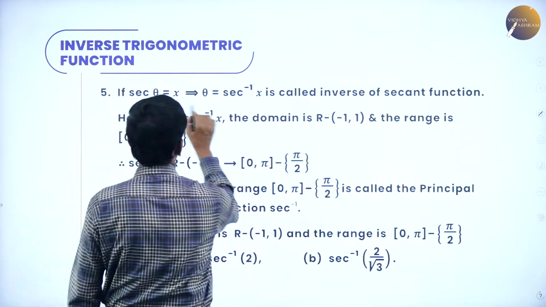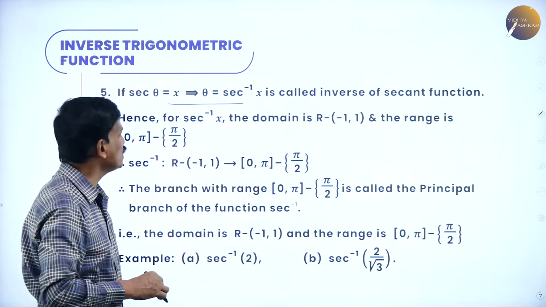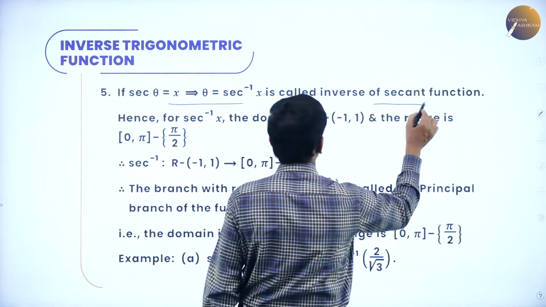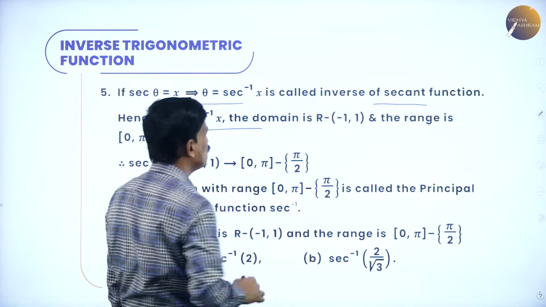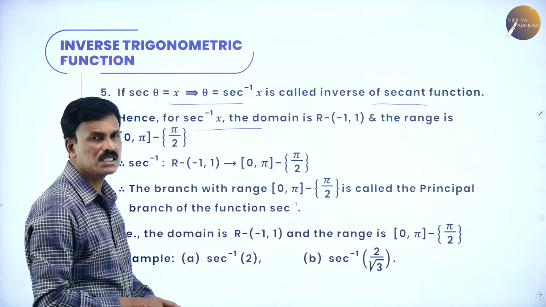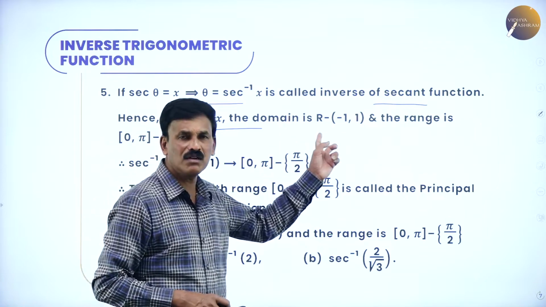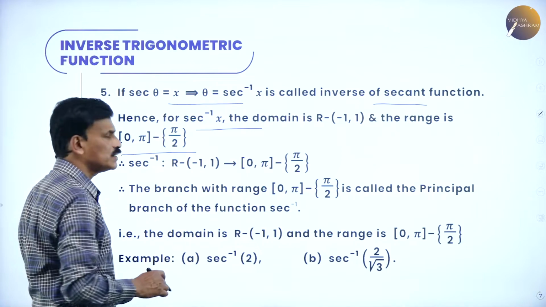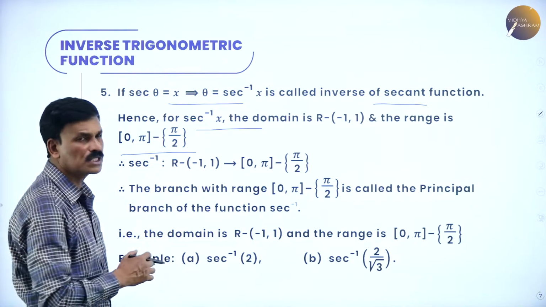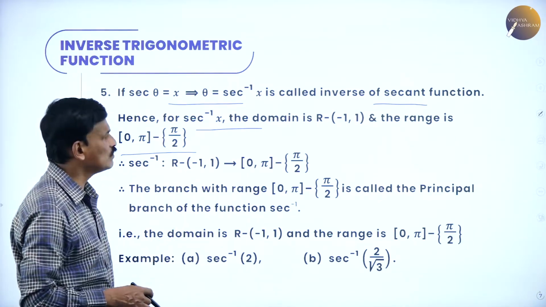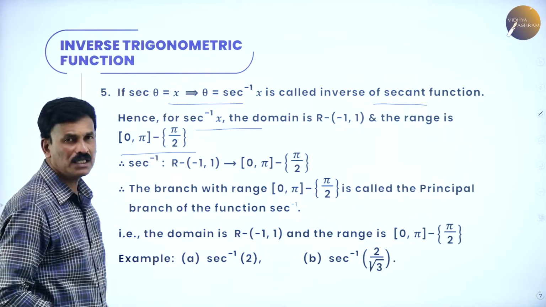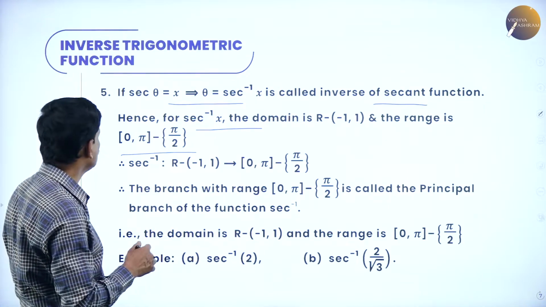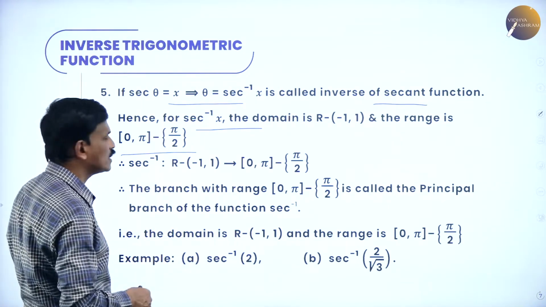For secant inverse, if secant theta is equal to x, then theta is equal to secant inverse x, which is called the inverse of the secant function. For secant inverse x, the domain is R minus (-1, 1), all the real values other than -1 and 1, and the range is (0, pi) minus pi by 2. This is very important. So for secant inverse, the domain is R minus (-1, 1), other than -1 and 1, and the range is (0, pi) minus pi by 2, other than pi by 2.